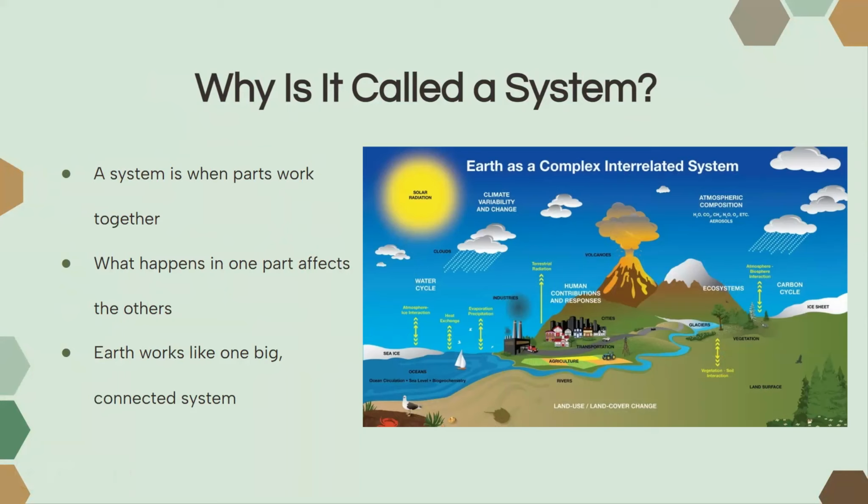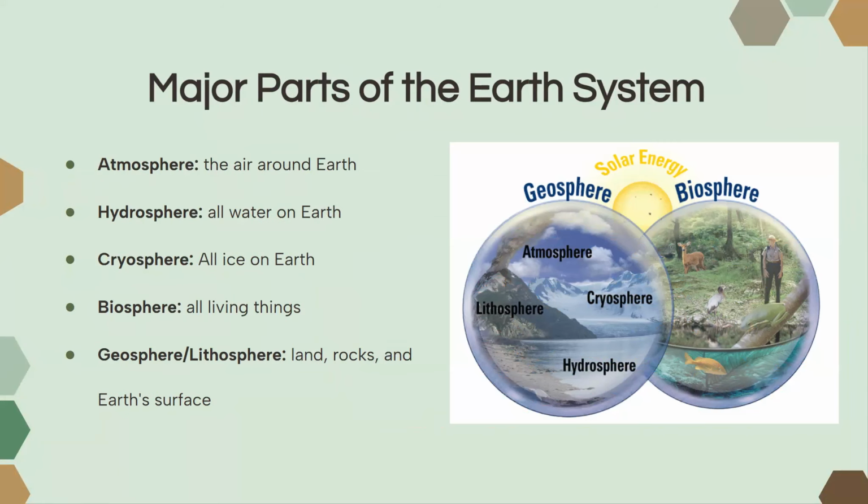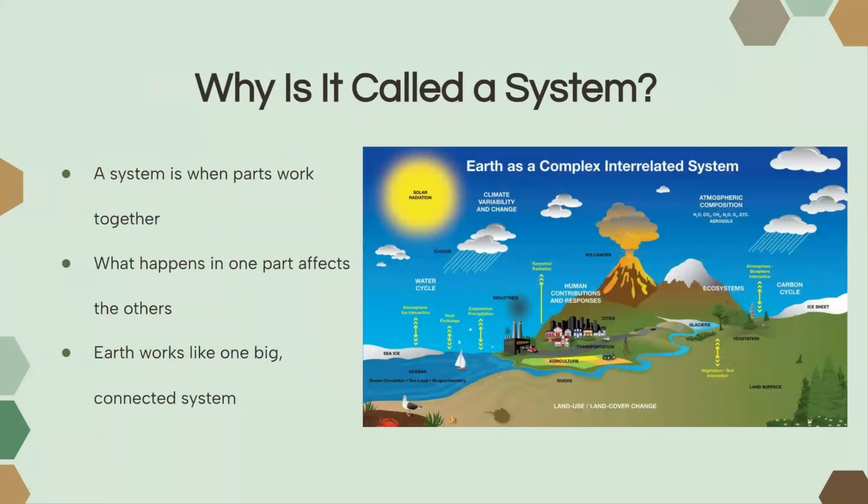So, why is it called a system? Well, a system is when you have multiple parts and all those parts work together to form a whole. And whatever happens to one part of the system affects other parts of the system. Similarly, Earth is a system. It has many parts, as we've talked about previously on this slide, and all those parts are interconnected.